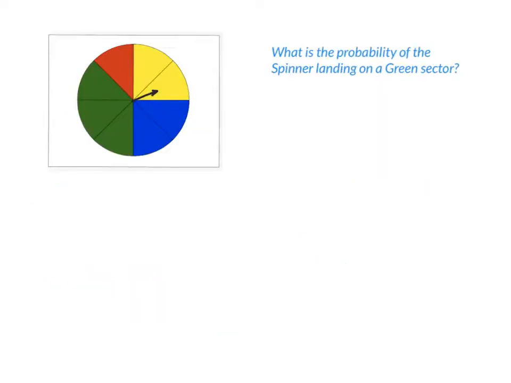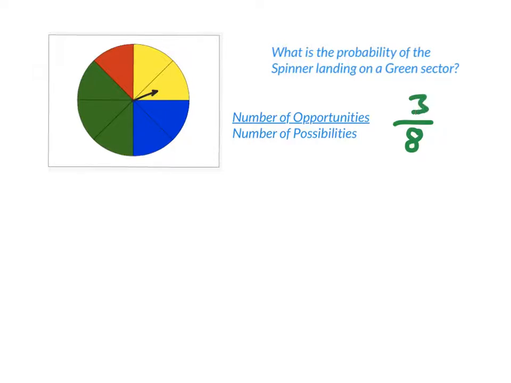In a similar way, this question asks us the probability of the spinner landing on a green sector. Now there's 4 different colours, but there are 8 different sectors. So there's 8 possibilities. But only 3 opportunities. So we have a 3 in 8 chance of the spinner landing on green.